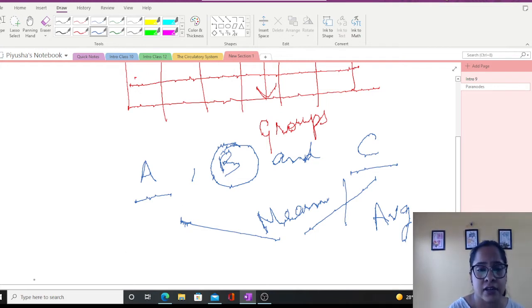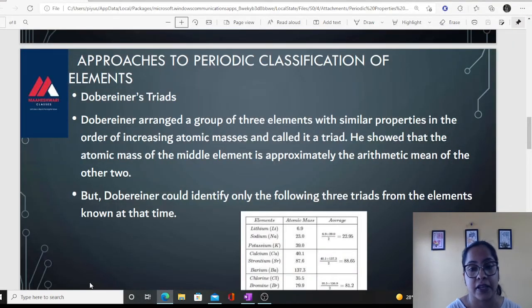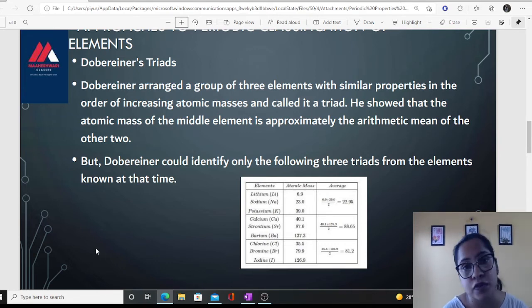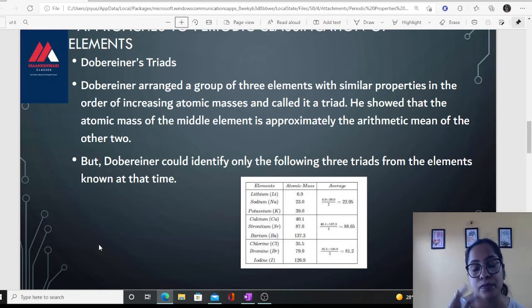Later on, of course, इसको contradict किया गया and it was not true for all the elements. ये सच नहीं था सबके लिए. और उन्होंने केवल ये आप देख सकते हो स्क्रीन पे, लिथियम, सोडियम और पोटेशियम को ग्रुप किया, कैल्शियम, स्ट्रोंशियम, बेरियम को ग्रुप किया और क्लोरीन, ब्रोमीन, आयोडीन को ग्रुप किया. And he said that लिथियम और पोटेशियम का जो एटॉमिक मास है which is 6.9 and 39 respectively, इन दोनों का अगर आप एवरेज निकालोगे तो सोडियम का एटॉमिक मास आ जाएगा which is 23. Same goes for calcium, strontium and barium, also chlorine, bromine and iodine. So these are the elements which he had arranged in groups of 3.